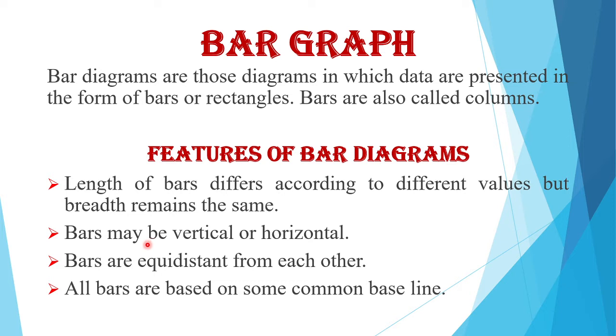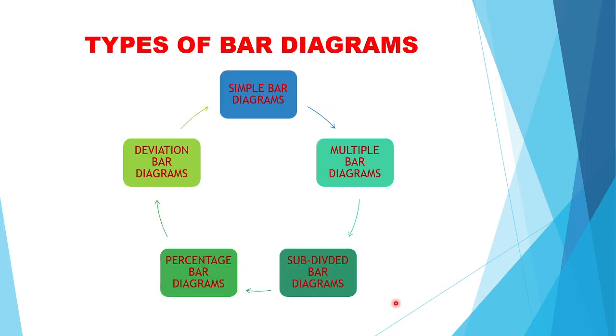The next one is that each bar is equidistant from the other. That means the distances between the bars are equal. All bars are based on the same common base line. All these features which we are discussing here in theoretical form, I am going to explain in a practical form also.